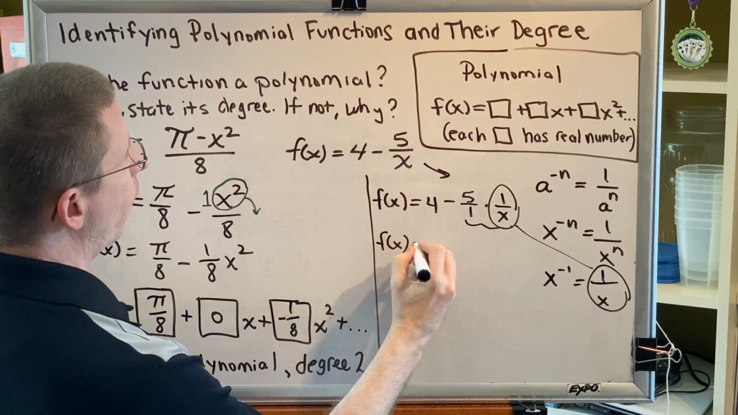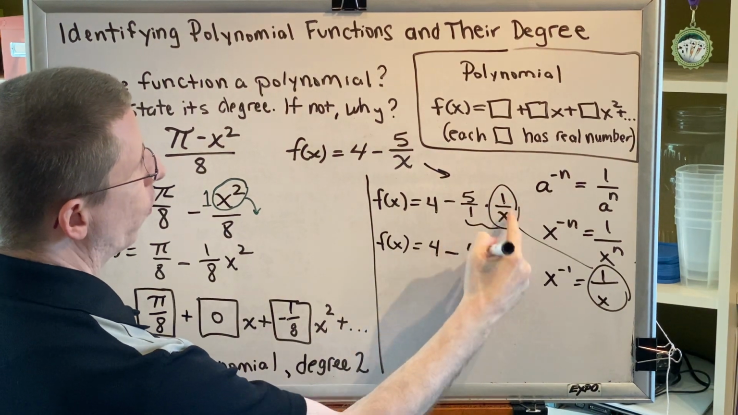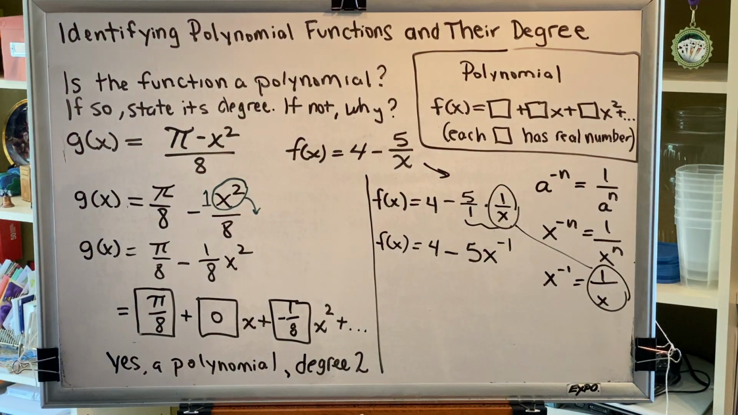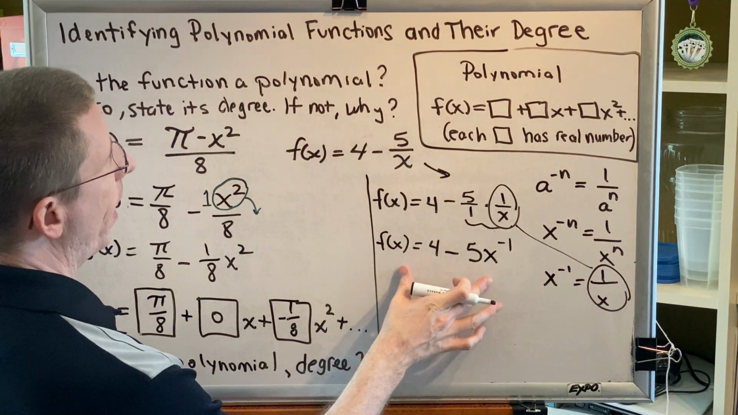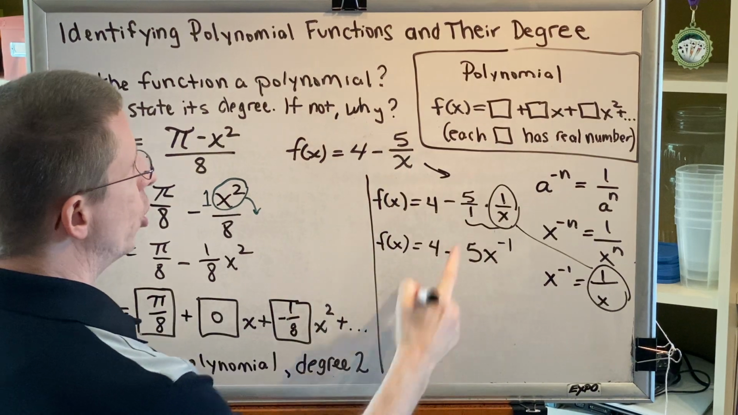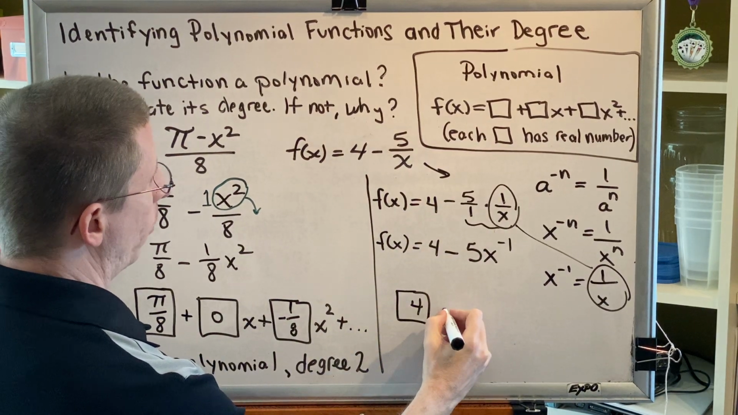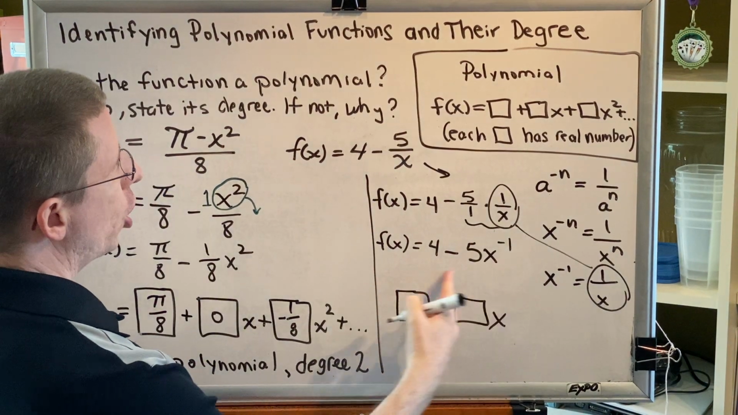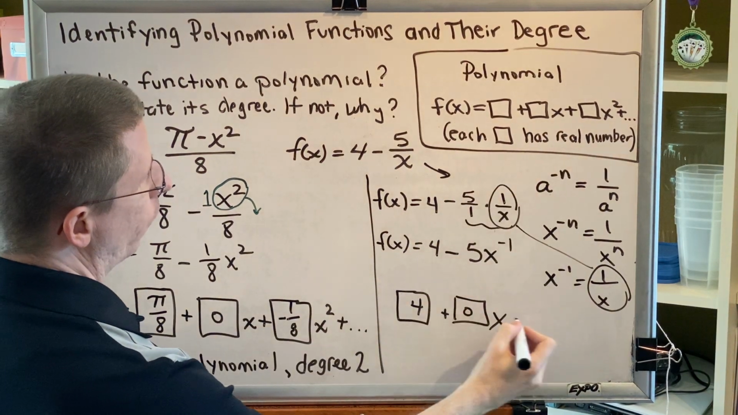So now I'll have f of x equals 4 minus 5 over 1 is just 5, and 1 over x is x to the negative 1 power. Okay, so now that my x is no longer in a fraction, I'm going to attempt to take my f of x and put it in this form. So in the first box, I would put the 4, since that's the term with no variable. In the second box, I look for a term that has just x with no exponent. I don't have one of those.